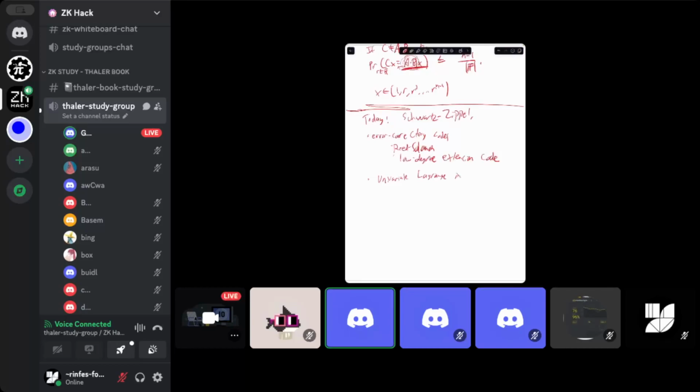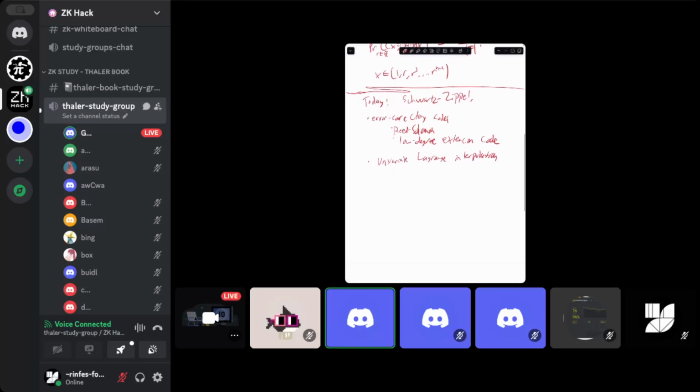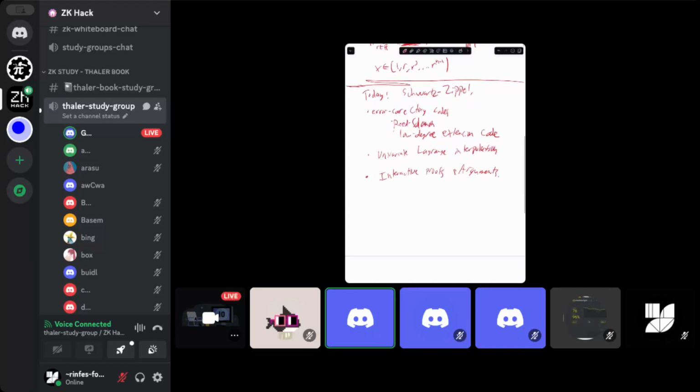And this might be it because I do want to keep today to an hour. But if there's time, we'll briefly define and discuss a little bit interactive proofs and arguments. But that might have to wait till next week. Excuse me. Okay, so that's the plan. Let me just pause here and see if anyone wants to ask any questions.